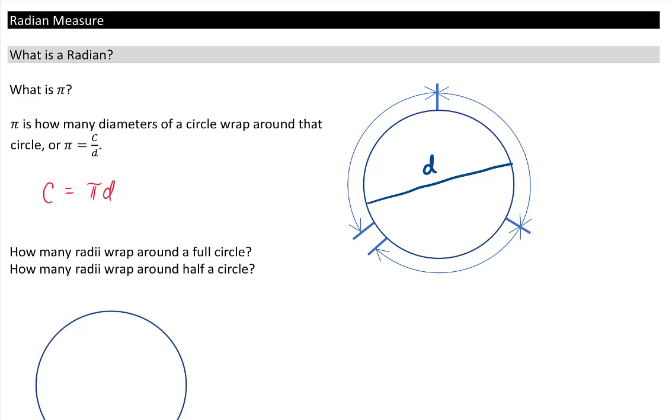If you take the equation of circumference and divide both sides by the diameter, you get that pi is equal to the circumference divided by the diameter. What does that mean? This tells you that there are pi diameters around the circle. So here's one of them, here's the second, here's the third, and then this distance here is approximately equal to 0.14159 of a diameter. So there are pi diameters around a circle.